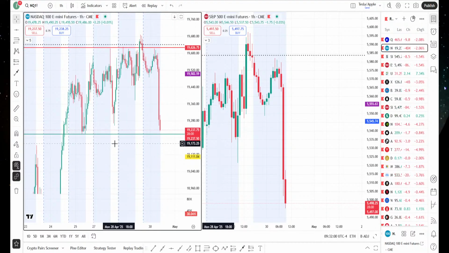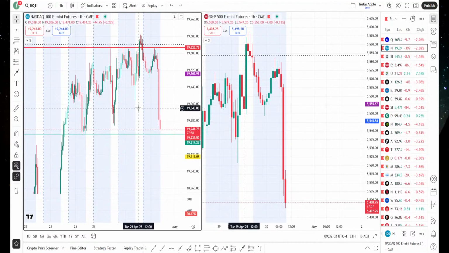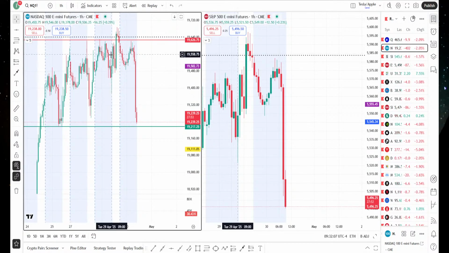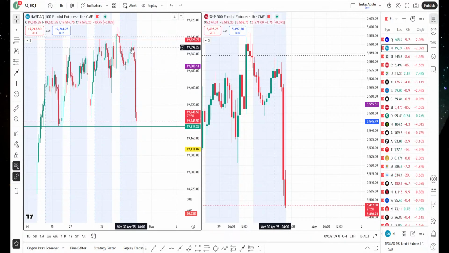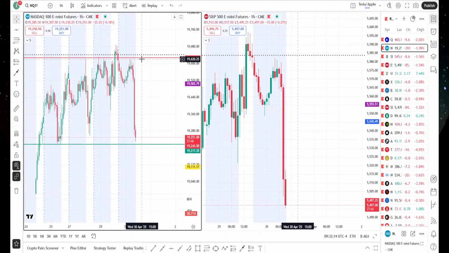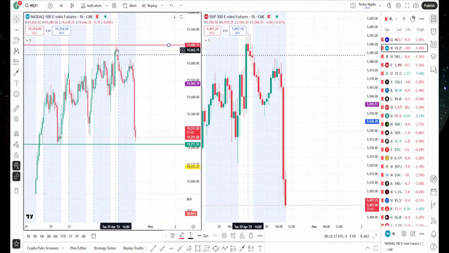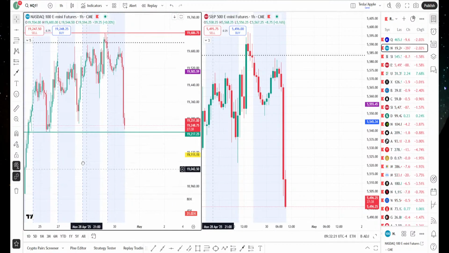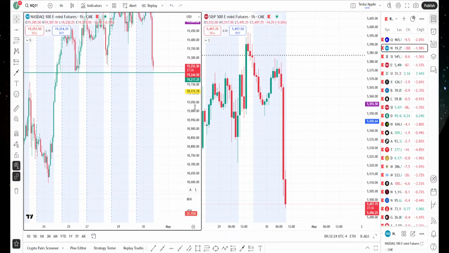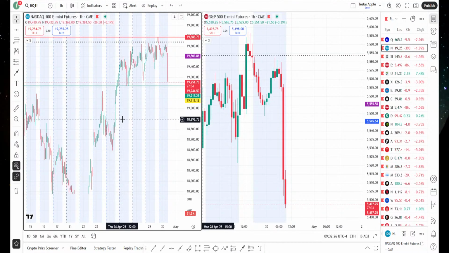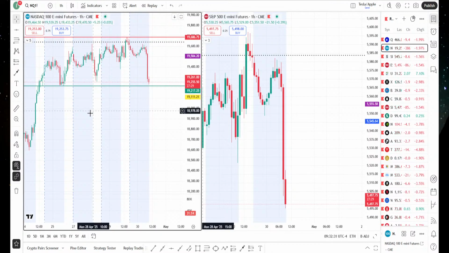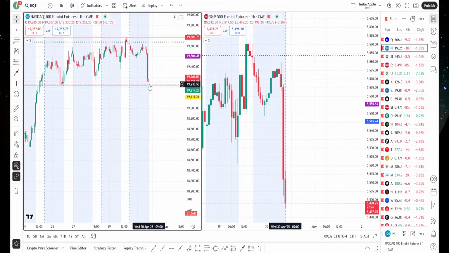Here we have an hourly support, and it looks like we were in an uptrend. Price created a lower low here, and now it looks like we're starting a downtrend. Okay, so we have resistance there. So how do we sell this market, right? Because the market looks very bearish.